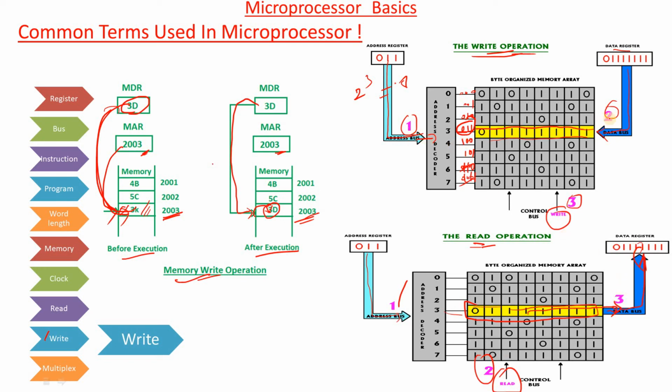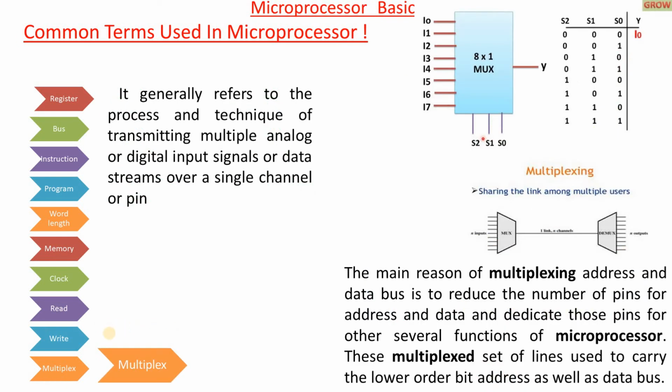But in the write case, address first, and data placed on the data bus is the second operation, and after providing this write signal, then only the data will be written inside the location. So this is the way we are going to understand the read and write operation. So the next one, multiplexer.